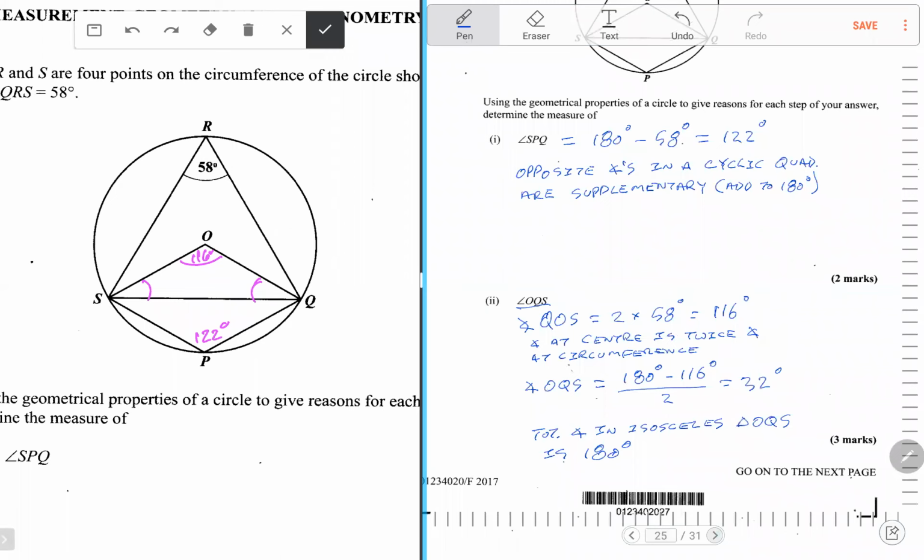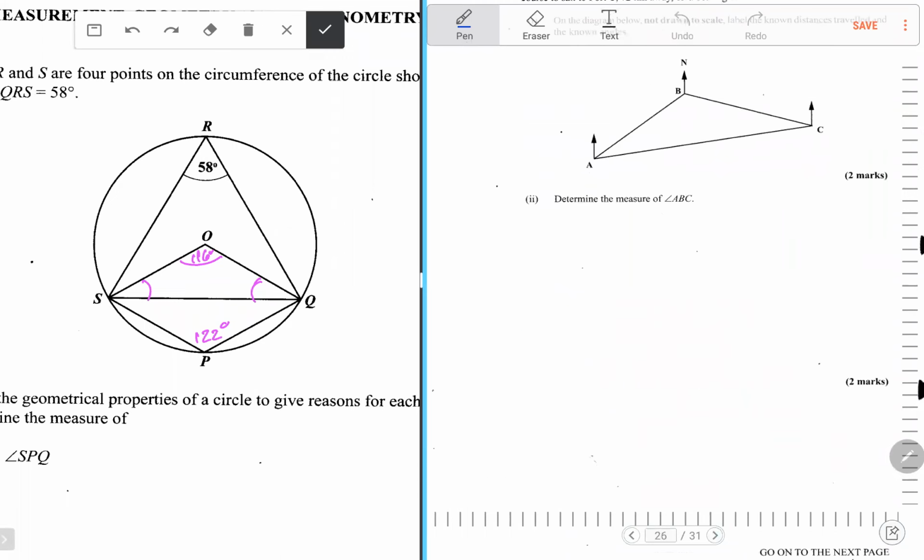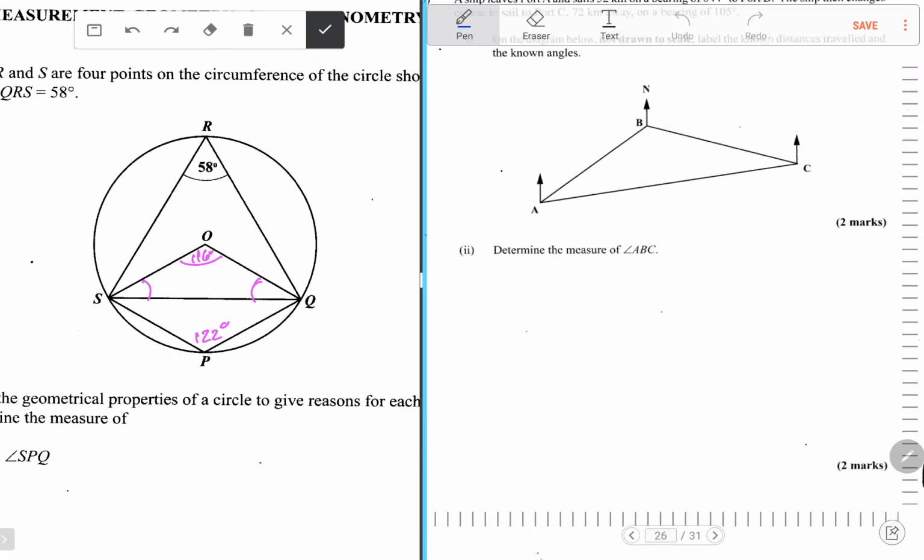So the next part now is a bearing. So let's come over here. Okay, erase, no problem.